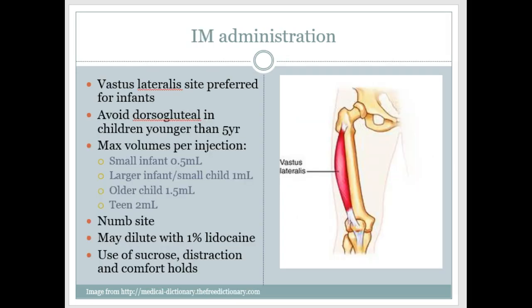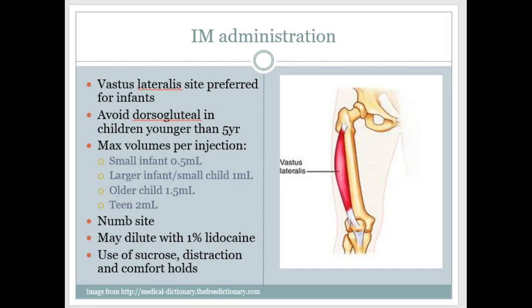Some considerations for giving IM medications. The vastus lateralis, that big muscle of the thigh and upper leg, is the preferred site for infants. The dorsogluteal, one of the muscles in the back of the butt, is not used, because that muscle does not develop until a child is walking. And there's that really big nerve that goes back there, the sciatic nerve, and you're more likely to hit it because their muscle mass is so small, and it can cause permanent nerve damage. So we do not want to use that muscle at all.